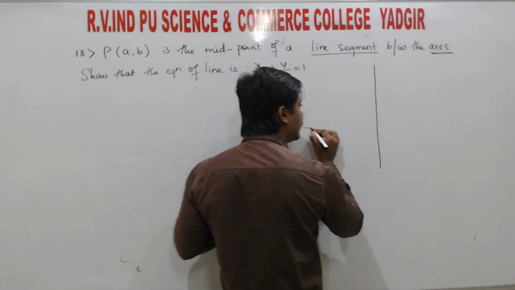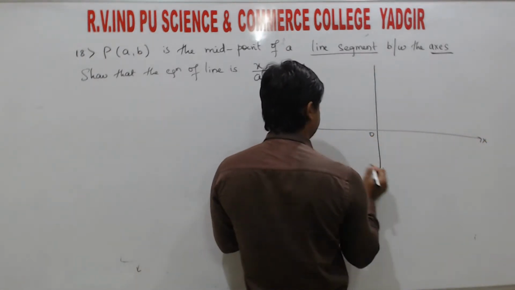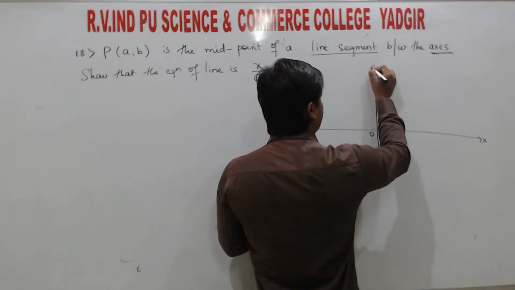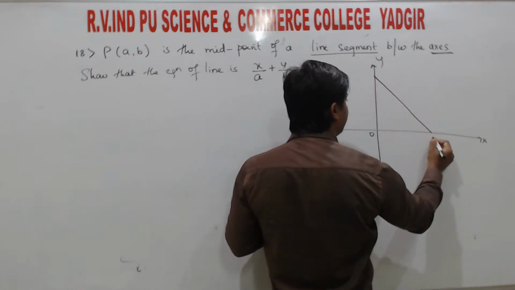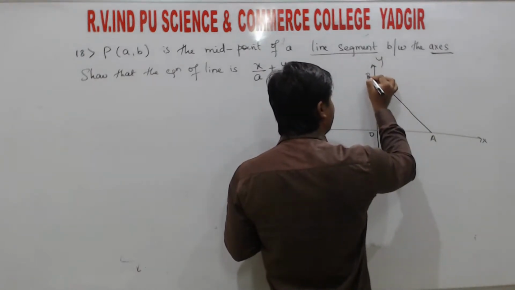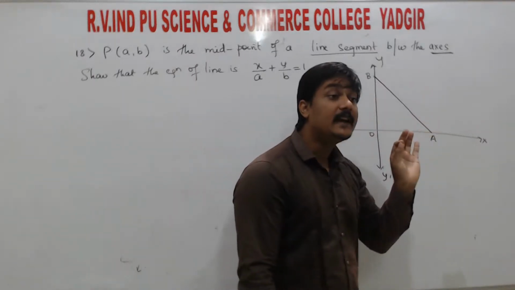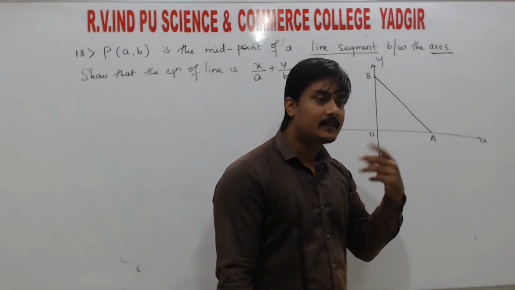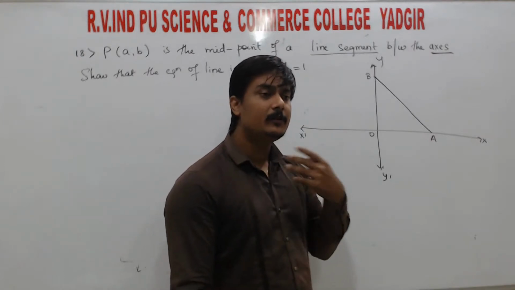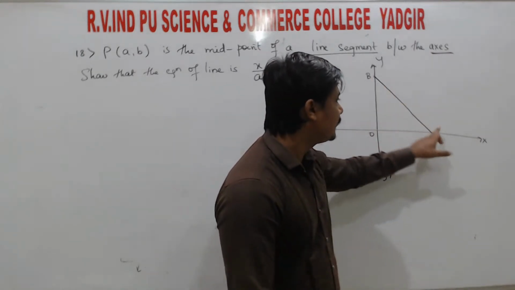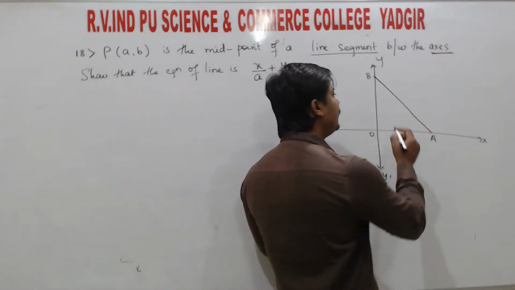So now, between the axes, take a line segment. So between the axes I have taken a line segment. Right? Between the axes, not axis, the plural form, axes. In the XY plane, two axes come, one x-axis and one y-axis. So between the axes I have taken a line segment, and for this line segment we are given the midpoint.